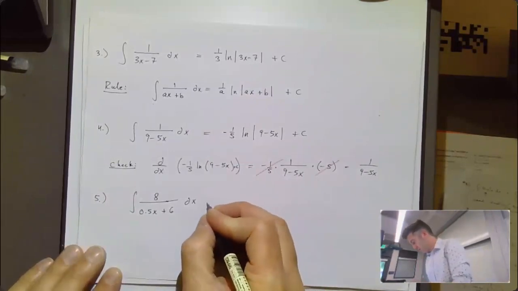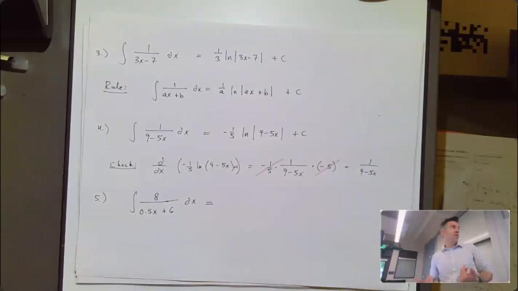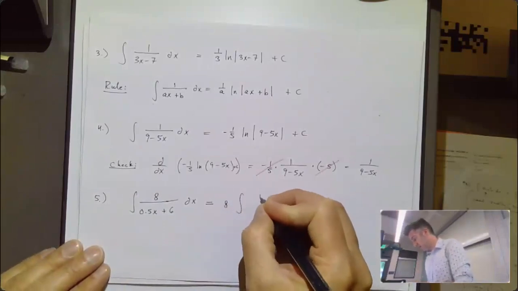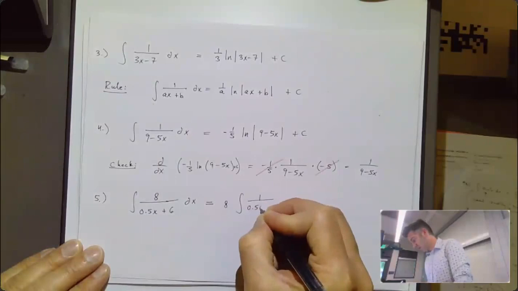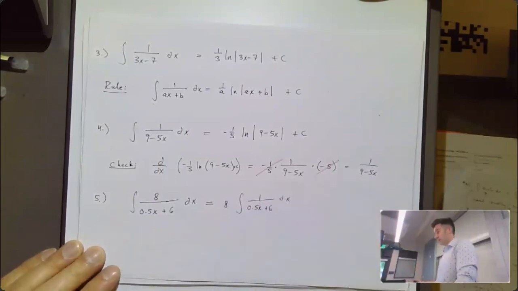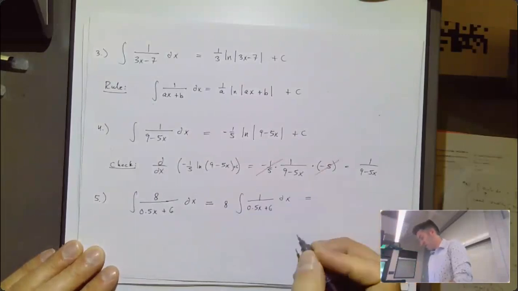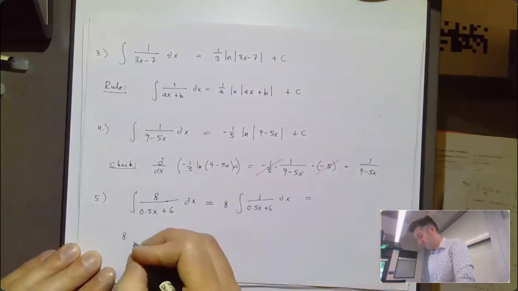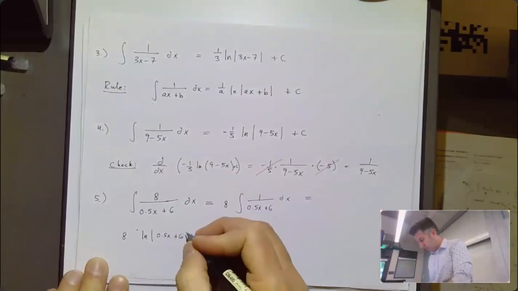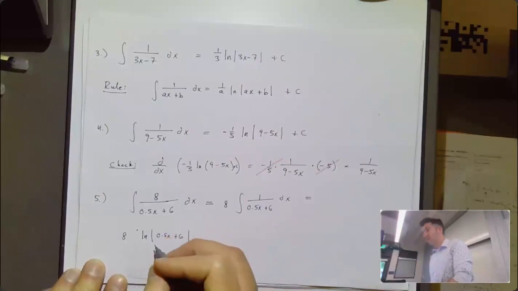So you don't have to do this first step, but when I have a constant multiple, I like to pull that out in front. So I would rewrite this as 8 times the integral of 1 over 0.5x plus 6. Not necessary, but it might make it easier to see what to do. And then that's going to be 8 times the natural log of the absolute value of 0.5x plus 6. And then I'm going to divide by 0.5.